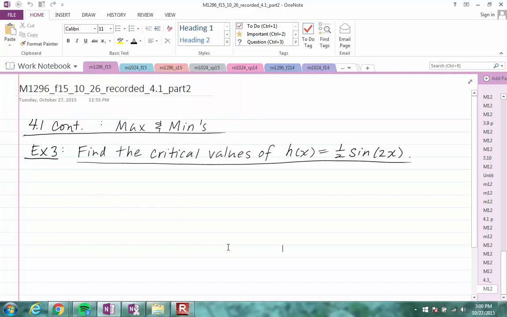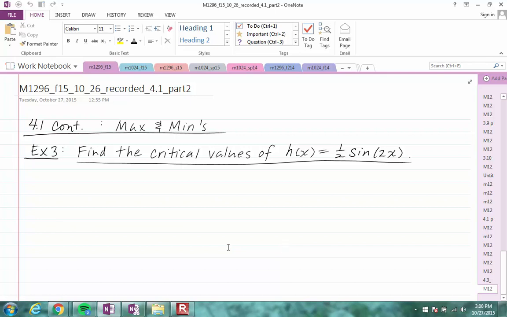4.1 continued, maximum and minimum values of a function. We have example 3. Find the critical values of h of x equals 1/2 sine of 2x. So I know how much you guys love trigonometry. We're going to get plenty of it in this example.